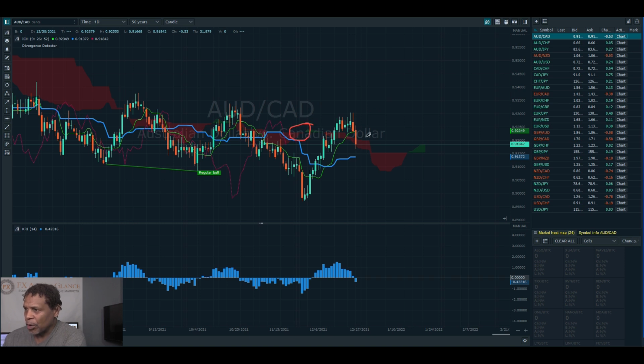Look at these crossovers with the cloud, right? You don't want to see that many crossovers with the cloud. So pretty much you're flat right there, and that represents the market being pretty flat. We don't want to see a flat market. We want to see a market that's moving to the upside or moving to the downside.